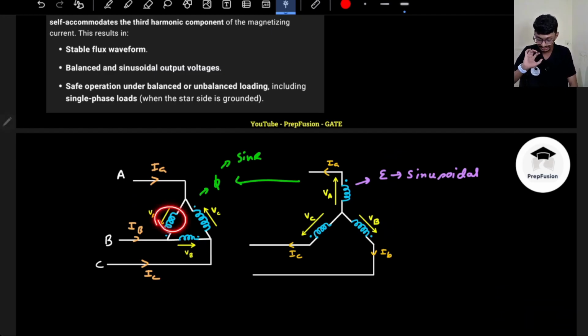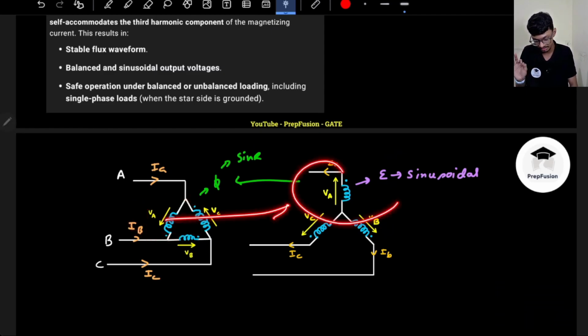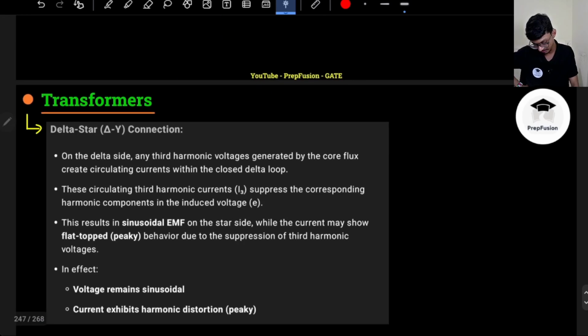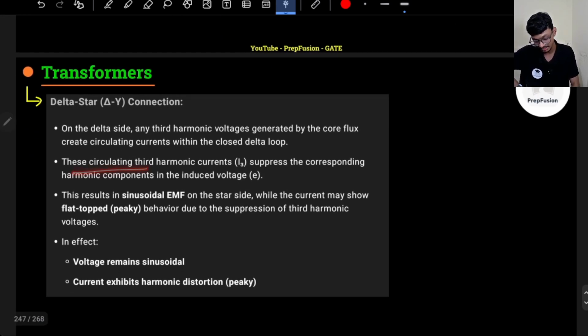So that makes the induced EMF more sinusoidal, and if it is more sinusoidal, it will make the secondary also more sinusoidal. The same thing is written here. This circulating third harmonic current I3 suppresses the corresponding harmonic voltages E3. This results in sinusoidal EMF on the star side, while the current may show flat-top behavior due to suppression of the third harmonic voltages.